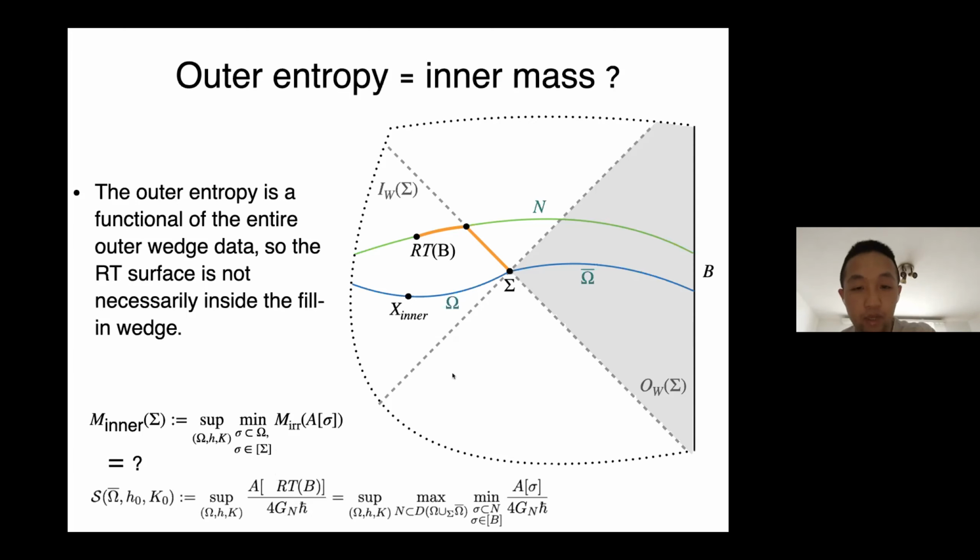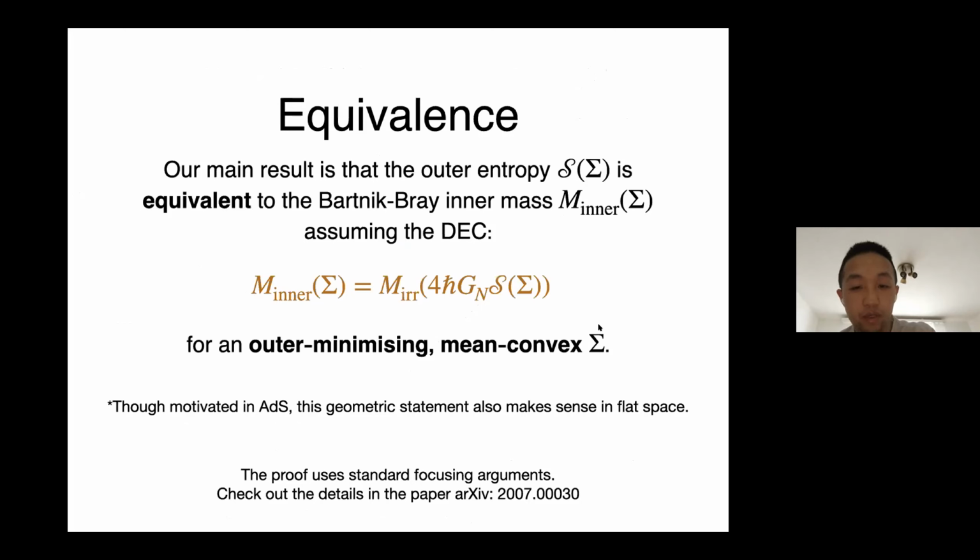It turns out all we need is to demand that the surface we are considering be outer minimizing and mean convex. Then we have the equivalence between these two notions. That is, the inner mass is actually equal to the irreducible mass of the outer entropy. Of course, I'm not saying energy equals entropy, because they don't have the same dimensions, the same units. All I'm saying is that these two quantities, namely outer entropy and Bartnik-Bray inner mass, are basically the same optimization problem for an outer minimizing mean convex surface. Everything here is motivated in AdS, but in the end, the statement is well-defined also, say, in flat space.